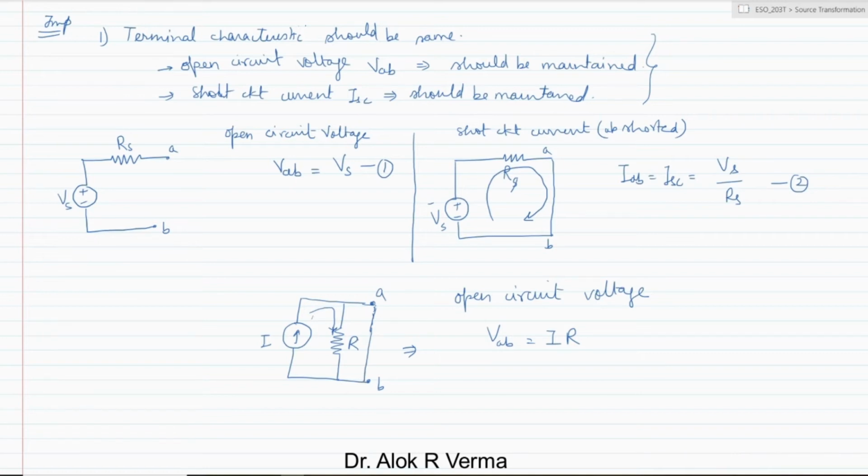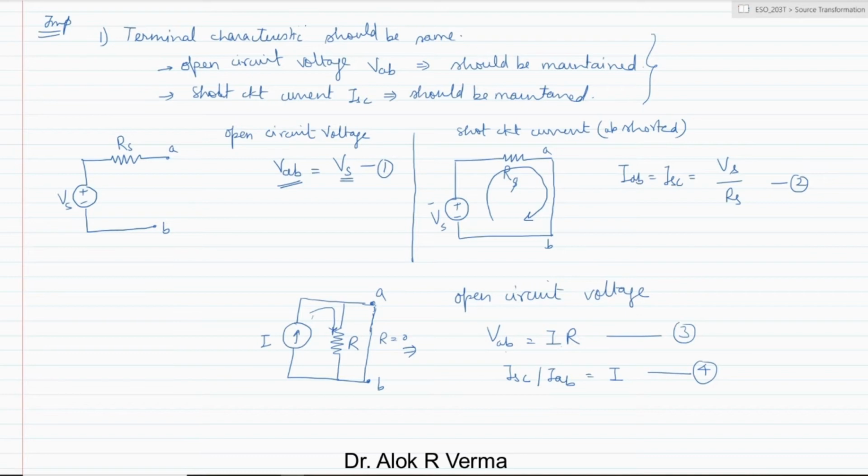If we use the current division rule, or if we see this is R which is nothing but 0, the parallel combination of R0 and R is nothing but 0. In that way the equivalent resistance can be calculated and we can find that the total current I will be flowing through this. So ISC or IAB is nothing but I. So from 3 and 4. Now you see for equation 1, what is VAB? The open circuit terminal voltage is Vs. What is VAB here? I into R. Okay.